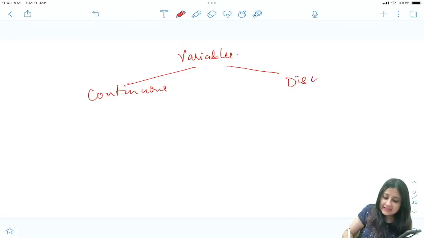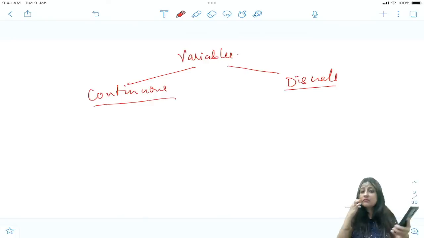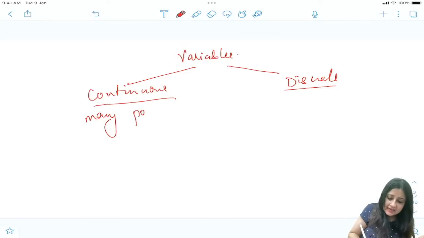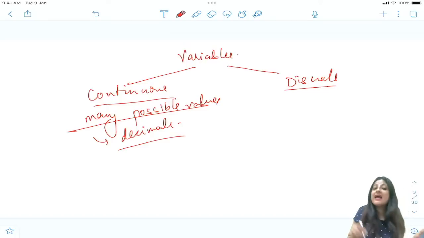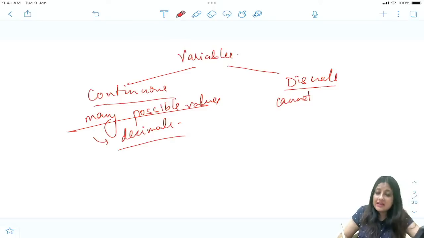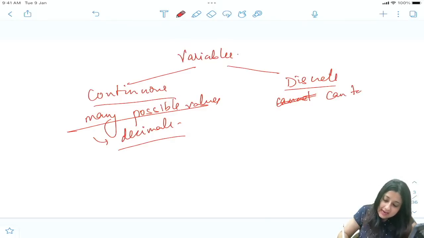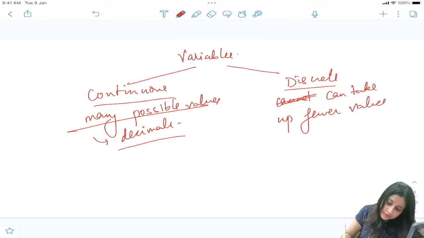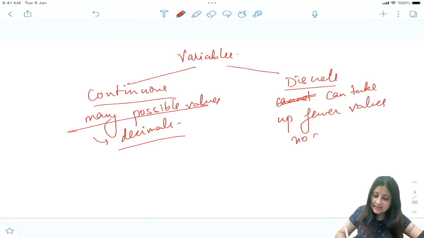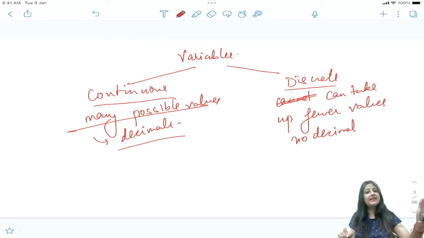Continuous and discrete. Continuous means they can take up many possible values. When I say they can take up many possible values, it means they can be expressed in decimals. Discrete cannot take up many values, or you can simply write, can take up fewer values. They can take up fewer values, and they don't have any in-between values. That means there are no decimal points in discrete variables.